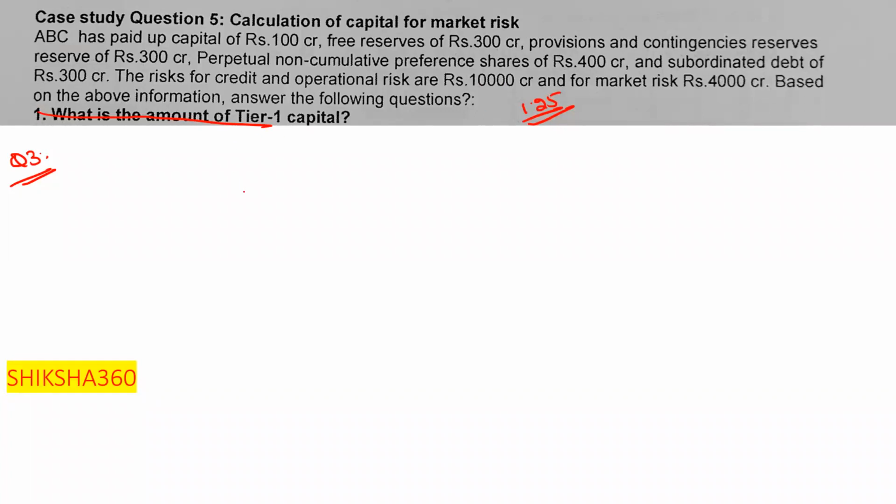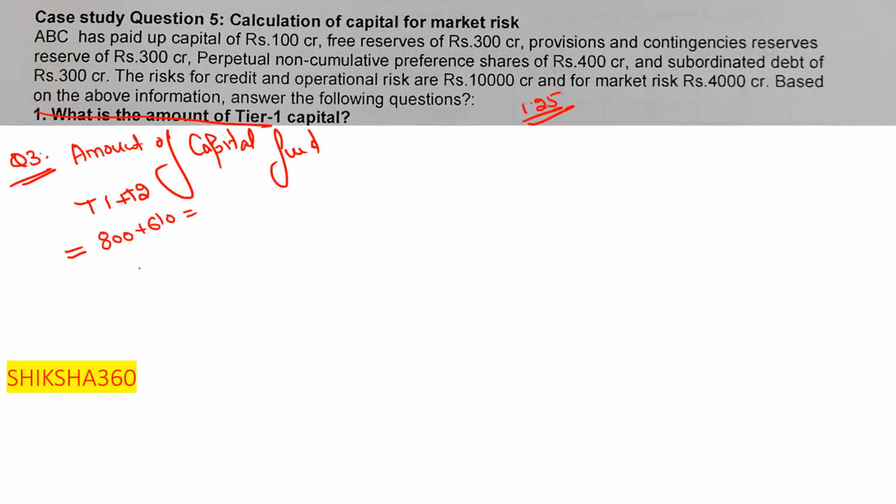Now move to the third one. What is the amount of capital fund? The amount of capital fund basically means tier 1 capital plus tier 2 capital. Tier 1 is 800 plus 610, that is 1,410 crore. That is the amount of capital fund.